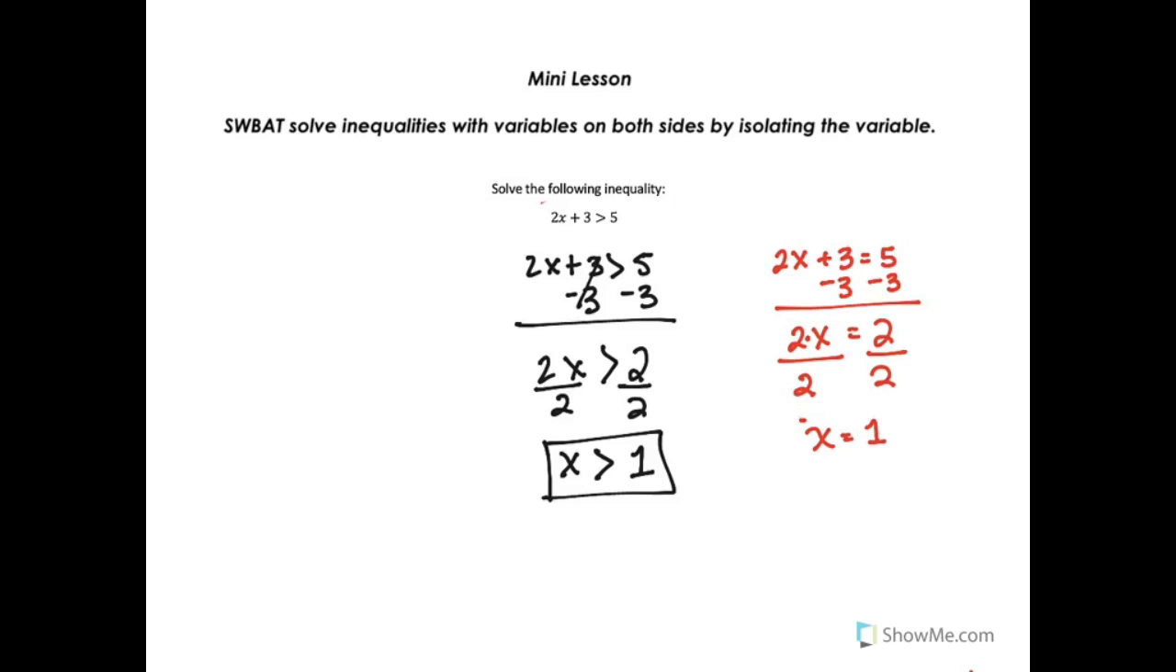Whereas in our equation, this is telling me x can only be exactly 1. It cannot be anything else. But in our inequality, it can have multiple different values. So now that we've reviewed a two-step inequality, let's look at an inequality that has variables on both sides.